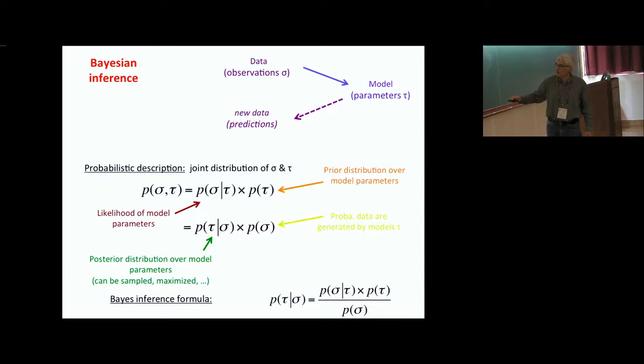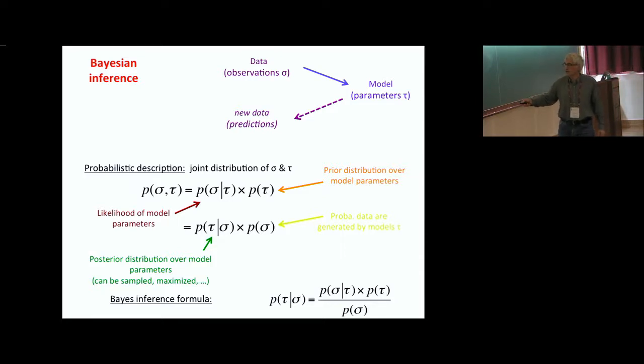Now, on the numerator, I also have P of sigma conditioned on tau. This is actually the meaning of the model, which is hidden here. If I assume I know the model, I know all the parameters, then this model will define some probabilistic distribution over the outcome of the experiment, over the observations. And this, I should be able to compute, and this defines the connection between the model and the observations.